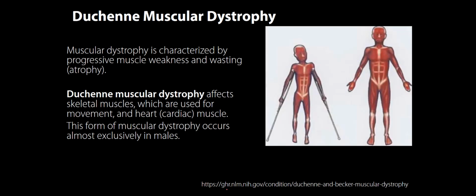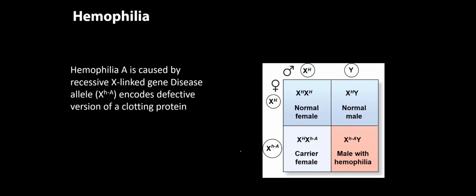There's a really great website of the National Library of Medicine where you can search for all sorts of different genetic disorders and learn about them, including every single one we talk about here. So hemophilia, as most of you probably have heard already, is caused by a defective ability to clot blood. And so somebody who gets cut and has hemophilia will be unable to staunch the flow of the blood.